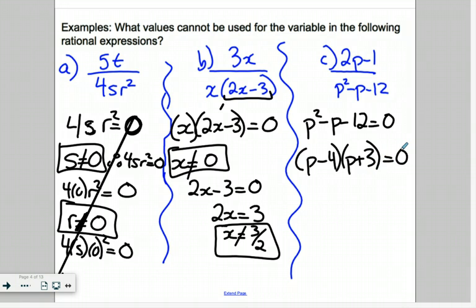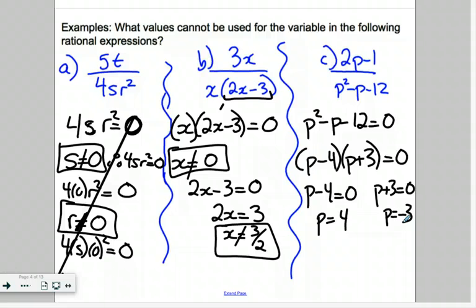We again see that these are two things multiplying together to be 0, so one of them must be 0. So either p minus 4 is 0, leading us to p being 4, or p plus 3 being 0, leaving us with p equal to negative 3. So again, these are our non-permissible values. If I were to plug p equaling 4 into that original equation, right, I would end up trying to divide by 0. Or if I plugged in p as negative 3 into that original equation, again, I would be left with trying to divide by 0.